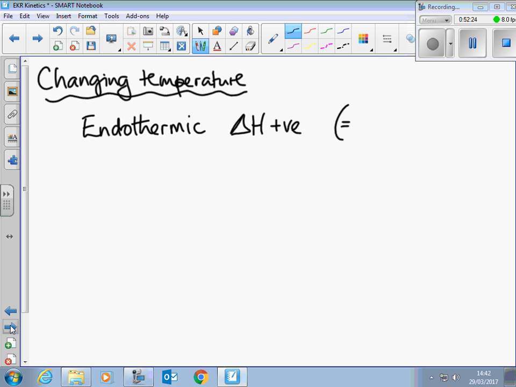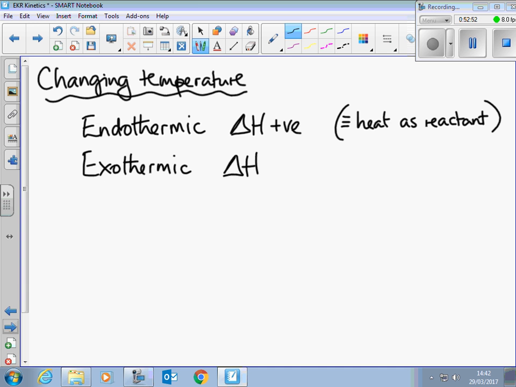It's equivalent to heat as a reactant. I should use 3 lines for equivalent to, not equal to. All right, have you come across the 3 lines before? 3 lines means this is equivalent to. An exothermic reaction, where your delta H is negative, is equivalent to having heat as a product.